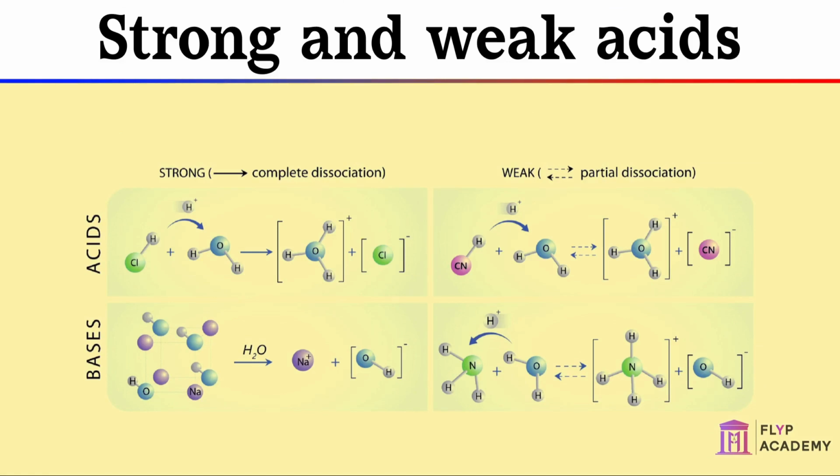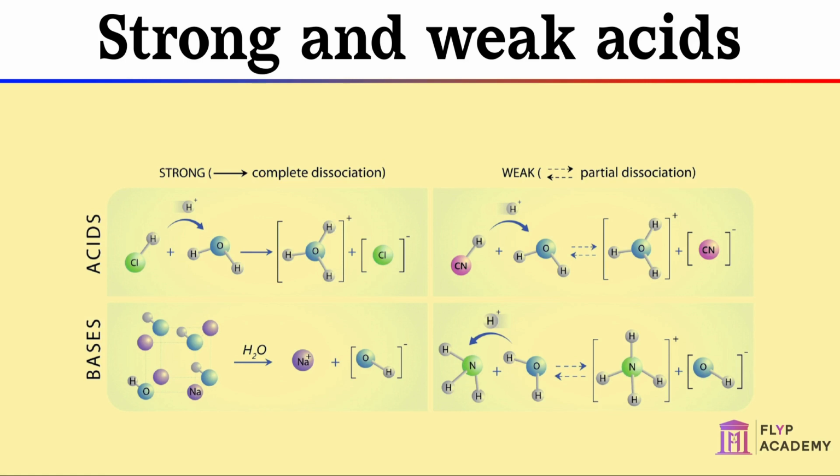Strong acids are acids that fully dissociate into an anion and H+. When an acid only partially dissociates into protons and anions, that is a weak acid. Therefore, the major difference between strong and weak acids is that strong acids fully dissociate, while weak acids only partially dissociate.